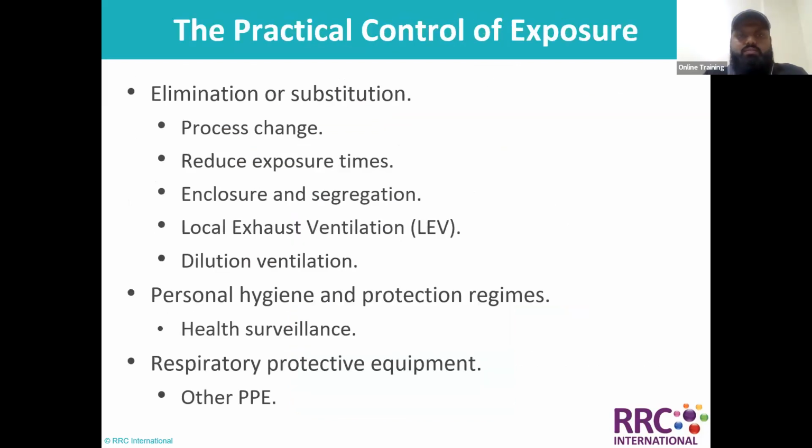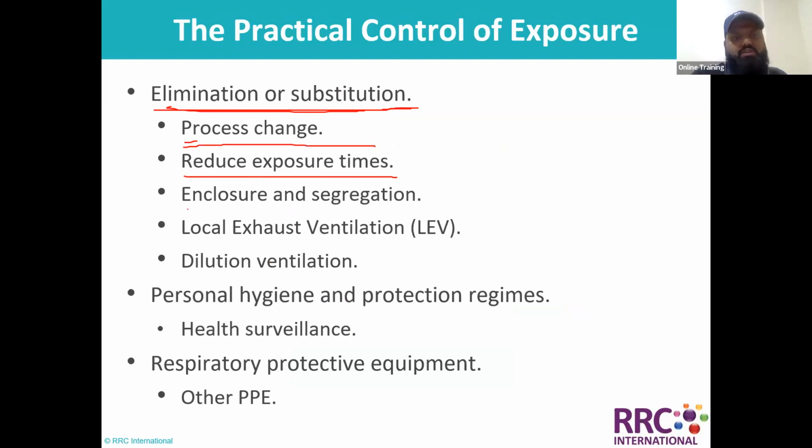these one by one. Over here, the practical control of exposure. First of all, we'll be going for the elimination or substitution, in which we will be discussing the engineering control as well. We can change the process. We can reduce the exposure time. We can enclose and segregate the chemical area. We can use local exhaust ventilation just to pick the chemical and throw it away from us. And we can use dilution ventilation.